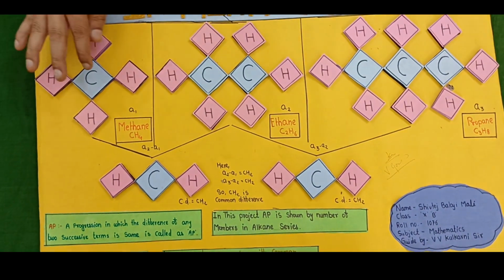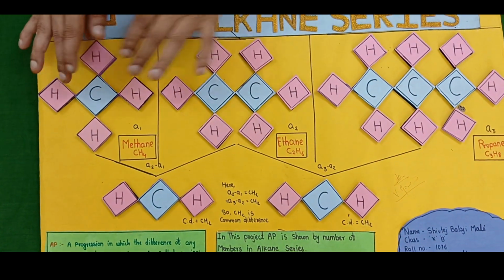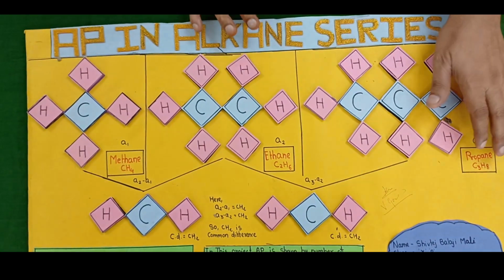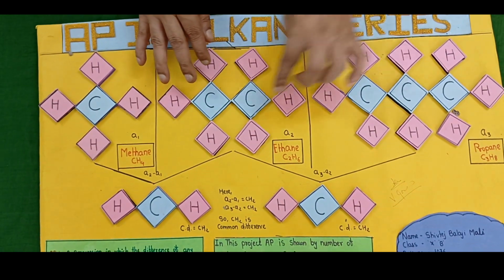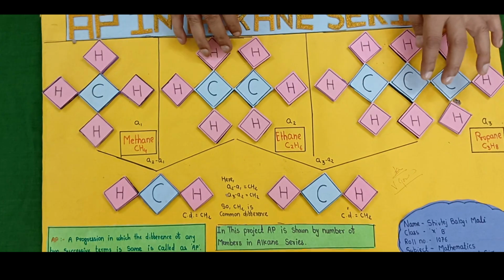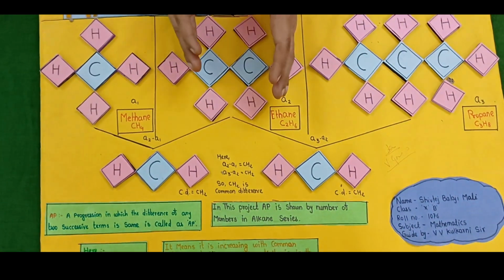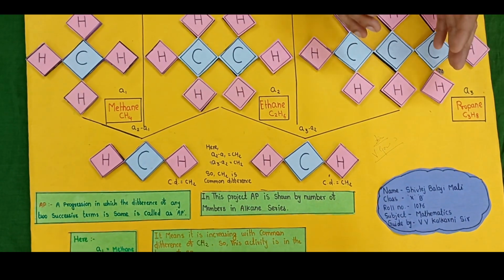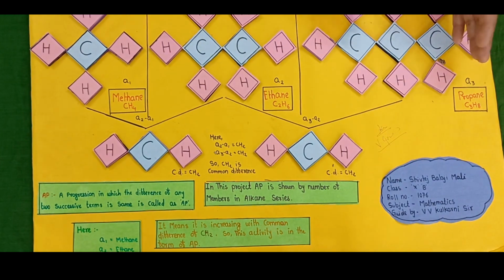See here, the difference between the carbon atoms here is 1. Again, the difference between the carbon atoms of propane and ethane is 1. Here there are 2 carbon atoms, whereas here there are 3 carbon atoms. So again it differs by 1 carbon atom. That means I can say that in methane, ethane and propane, the carbon atoms differ by 1. They follow a specific pattern, and that is they differ by 1 carbon atom.